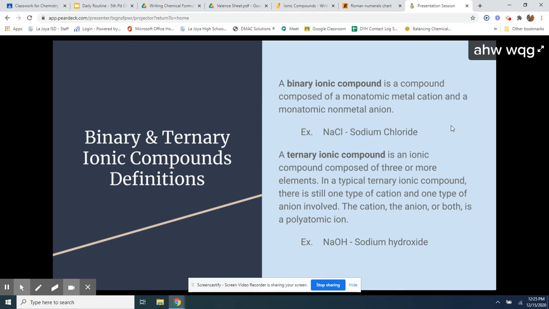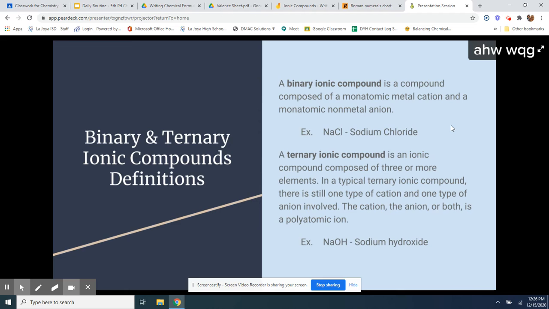A ternary ionic compound is an ionic compound composed of three or more elements. And three or more means there's probably going to be a polyatomic ion in there. In a typical ternary ionic compound, there is still one type of cation and one type of anion involved. The cation, the anion, or both can possibly be a polyatomic ion. And then you have an example, sodium hydroxide.